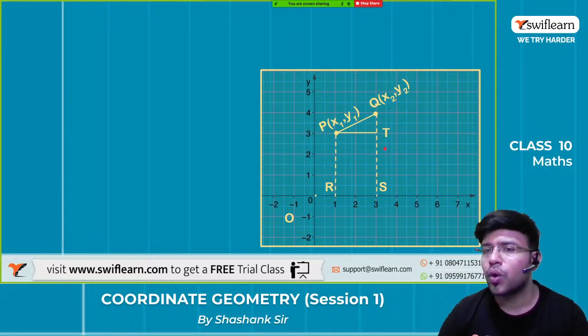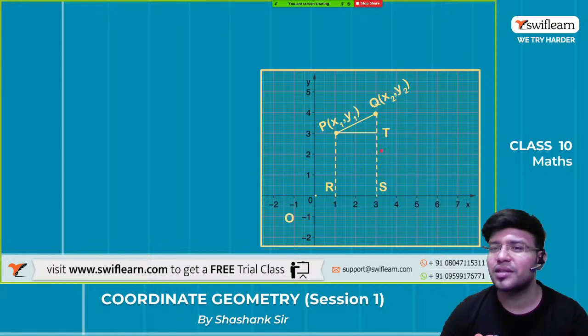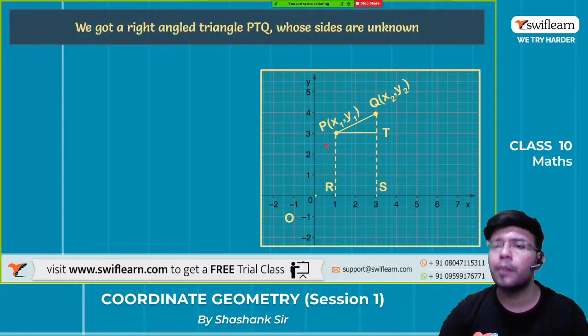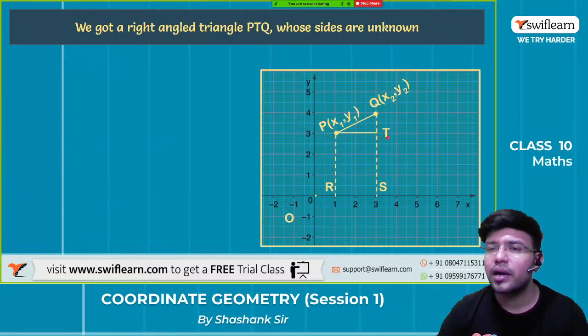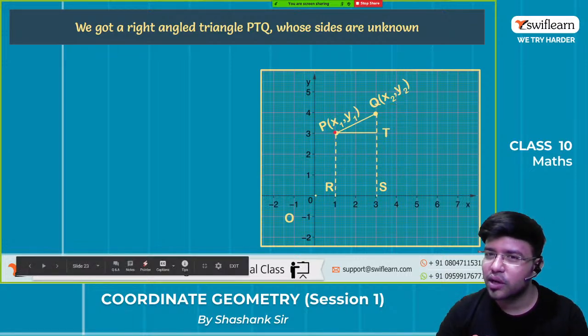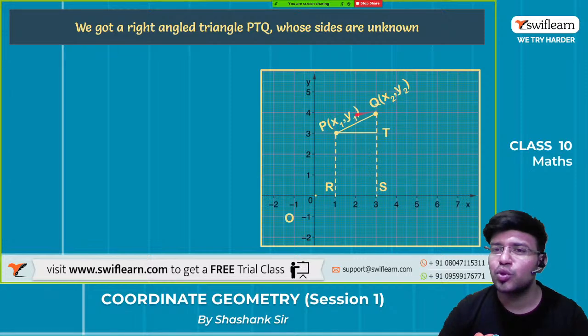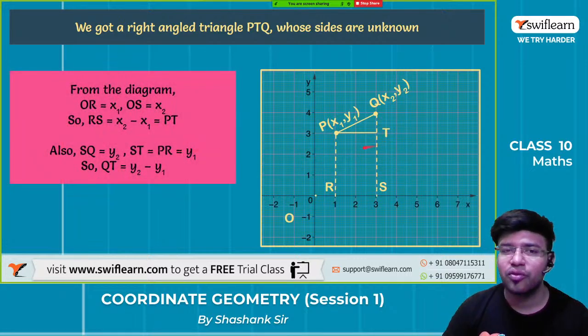Now, same thing, we need to use the Pythagoras theorem. We need to find the length PT and the length QT in order to get the length PQ. So PQ is nothing but the square root of PT square plus QT square. How can PT be calculated? This coordinate is x2, this coordinate is x1. So PT is x2 minus x1, and QT is y2 minus y1. These are the distances we have calculated.